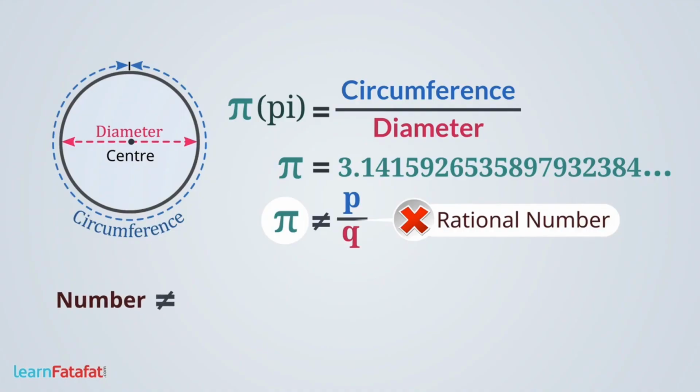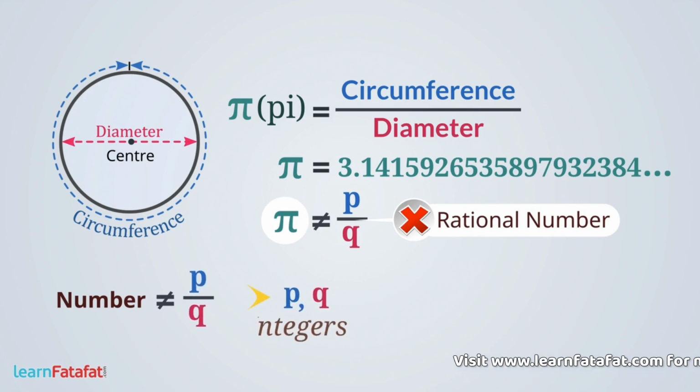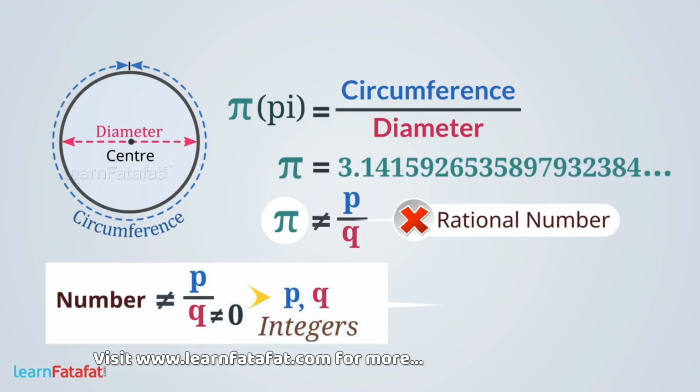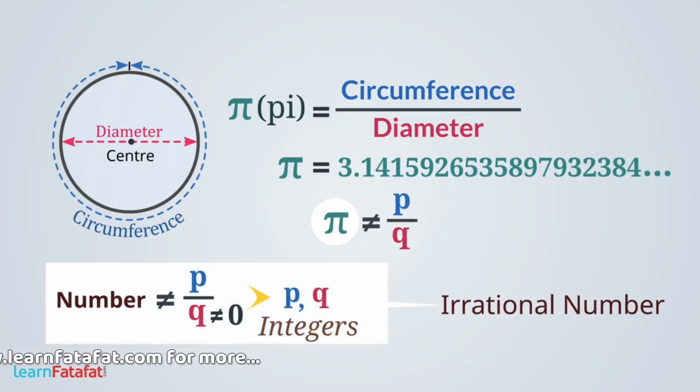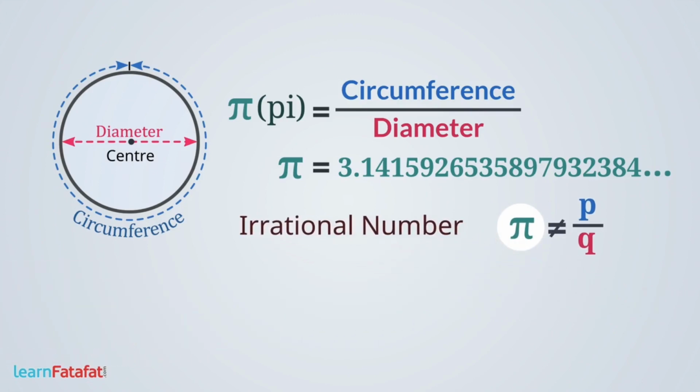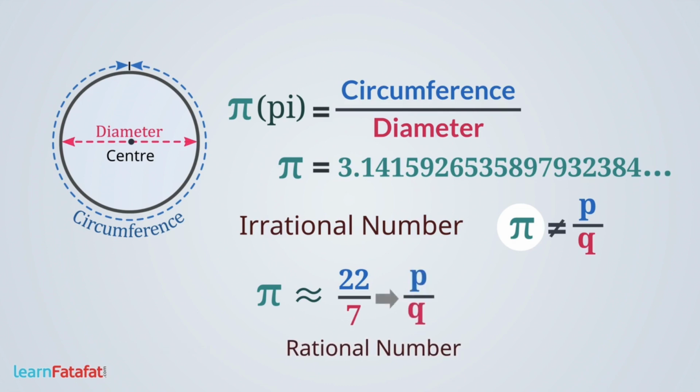Those numbers which cannot be expressed in p by q form, where p and q are integers and q is not equal to 0, are called irrational numbers. So pi is an irrational number. For using such numbers, we can use their approximate value. For example, the value of pi is taken as 22 upon 7. Remember, 22 by 7 is a rational number. However, pi is an irrational number.